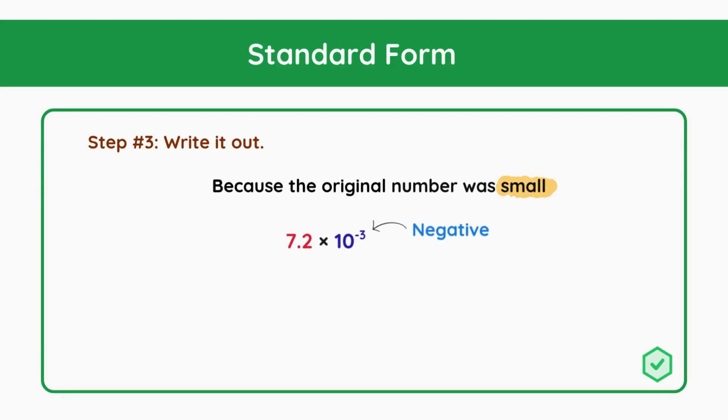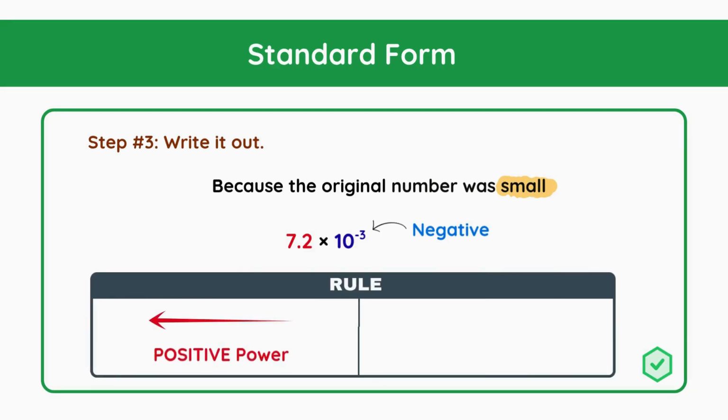So the answer is 7.2 times 10 to the power of minus 3, not plus 3. The rule is simple. Moving left gives a positive power, moving right gives a negative power. Get that one fact right and you'll never put the wrong sign on your answer. Let's do 2 more quickly to lock this in.